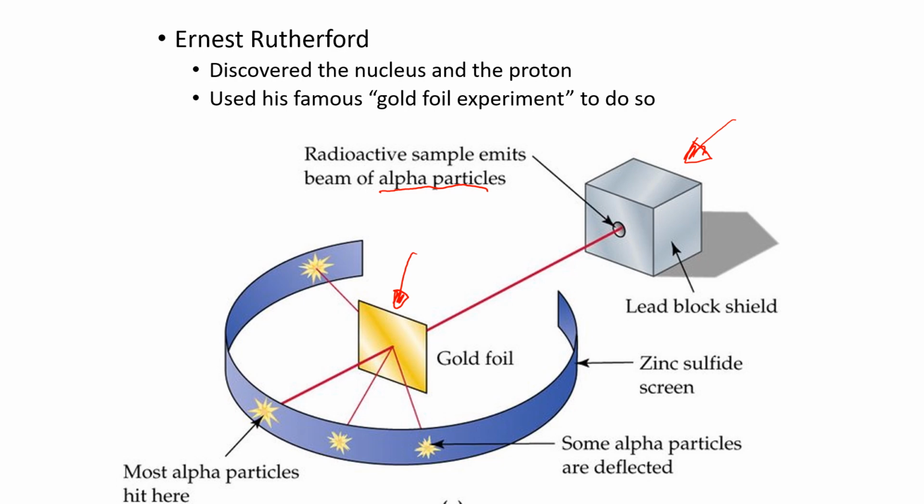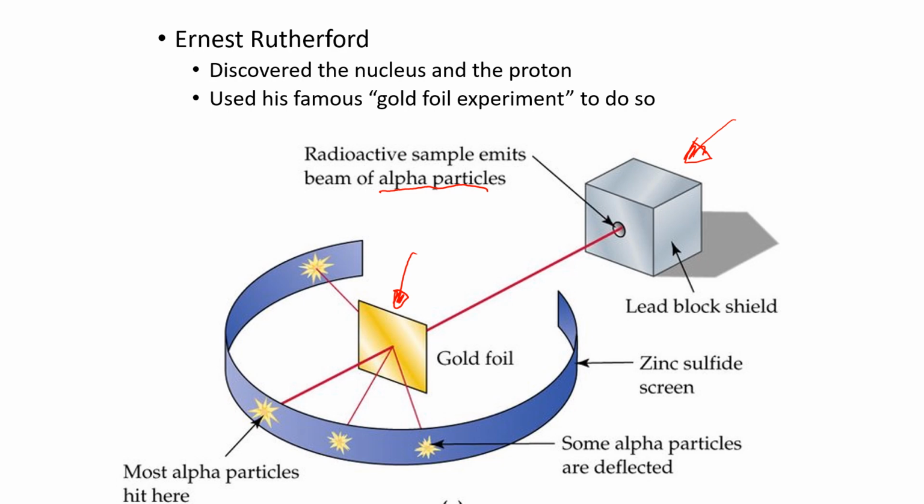The reason why he chose gold is because gold has a really unique property where you can hammer gold into a very, very thin sheet of gold. So it's unbelievably thin, just very, very, very thin. And so that's why he chose gold, because you can make it so thin.